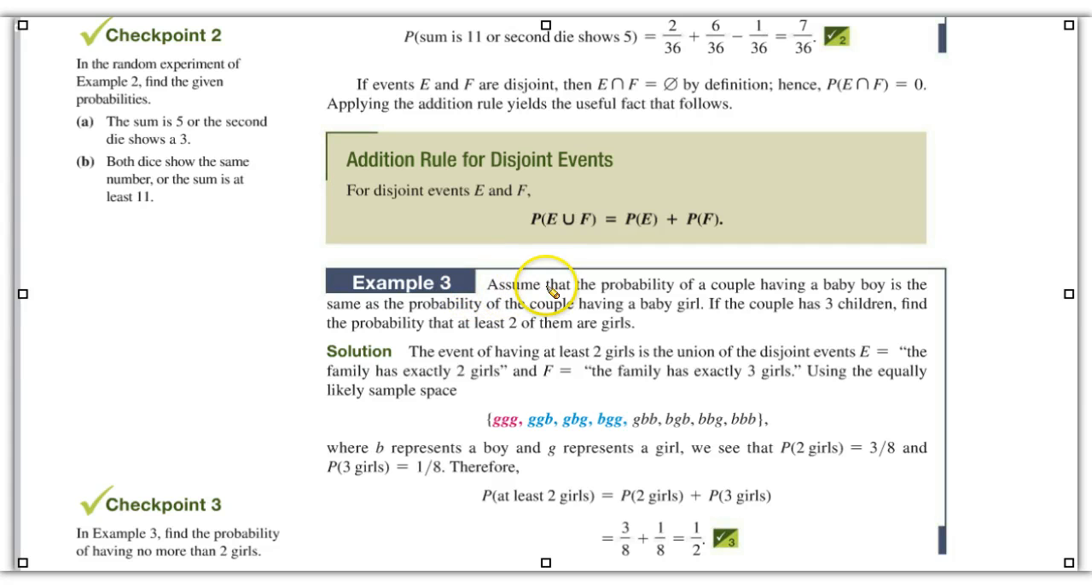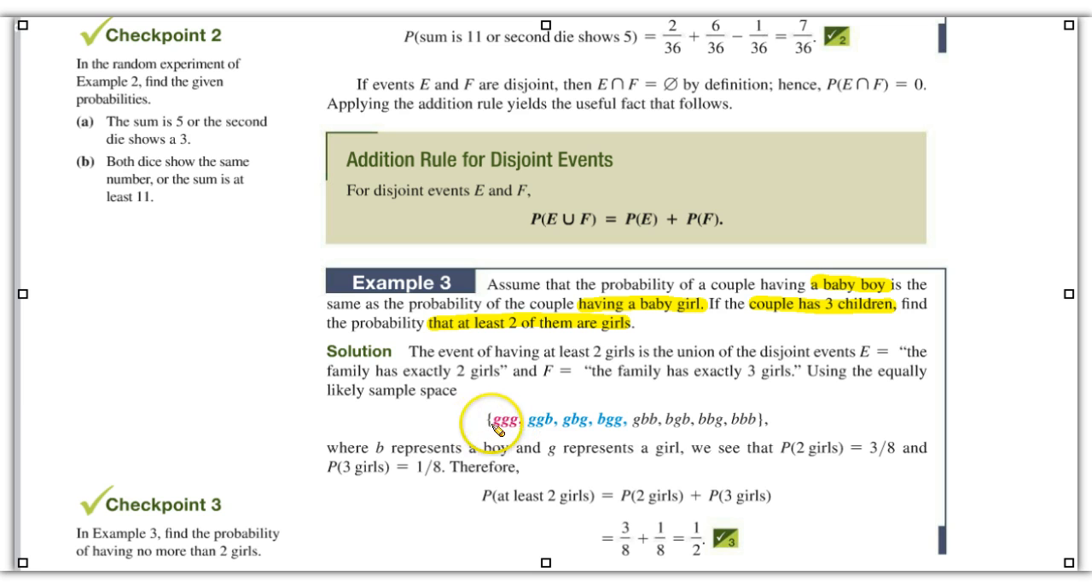Now, for example 3, assume that the probability of a couple having a baby boy is the same as the probability of a couple having a baby girl. It's not quite that, but we're assuming it's going to be 50-50. And if the couple has 3 children, and we did one like this in an earlier lesson, find now the probability that at least 2 of them are girls.